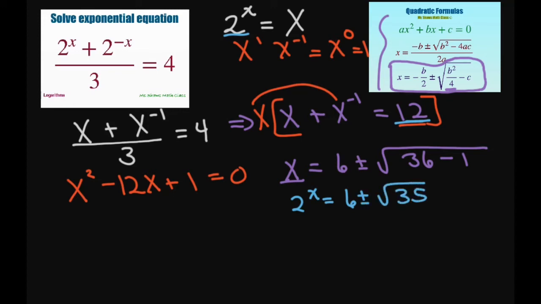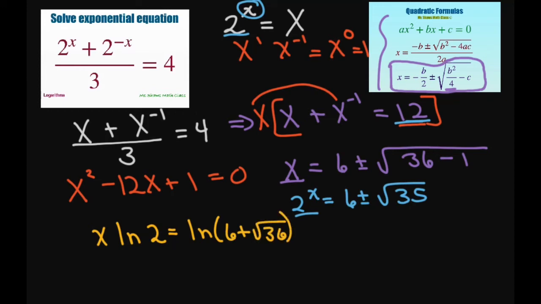Basically, we're solving for x, not for 2 to the power of x. We're solving for this little x here. So let's take the natural log of both sides. The natural log of 2 to the power of x, I want to pull that x in front, equals the natural log of 6 plus the square root of 35. Why did I put 36? It's 35.